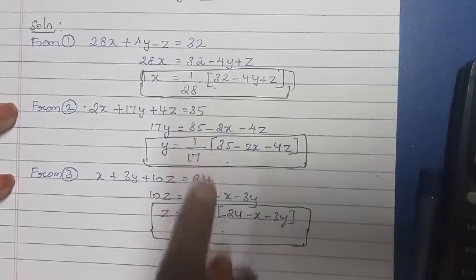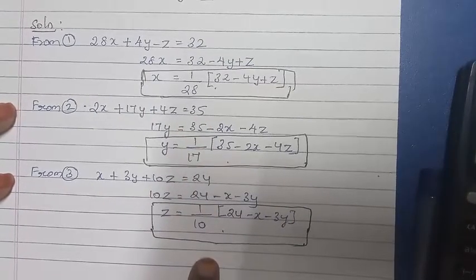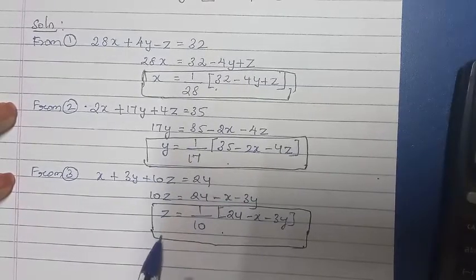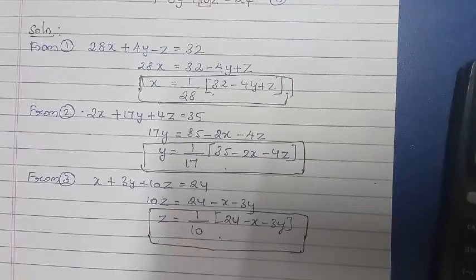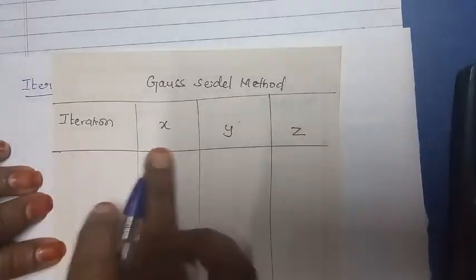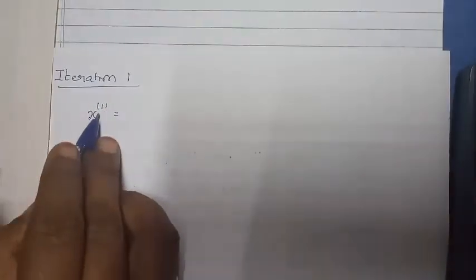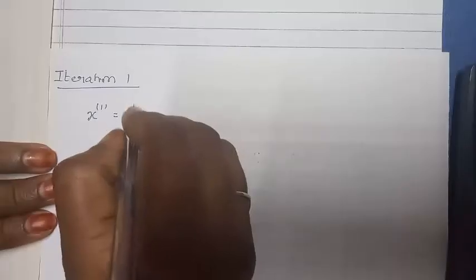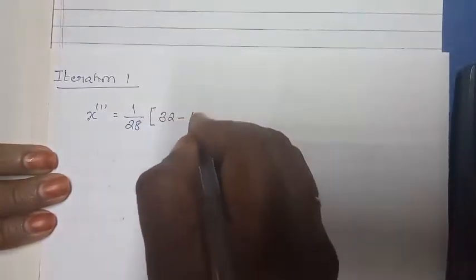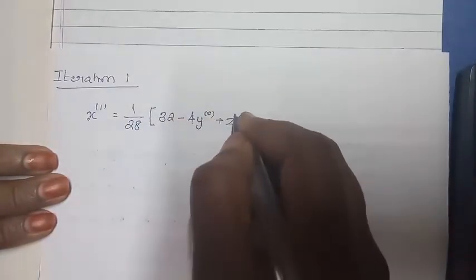To these 3 equations only, we are going to substitute the values of x, y and z. Initially we substitute the values of y and z as 0. That is the first iteration. As in the Gauss-Jacobi method, make a note of a tabular column mentioning the iteration and the x, y, z values. In iteration 1, we are going to get the value of x1. This 1 represents that it is the first iteration. It is 1 by 28 into (32 minus 4y plus z).